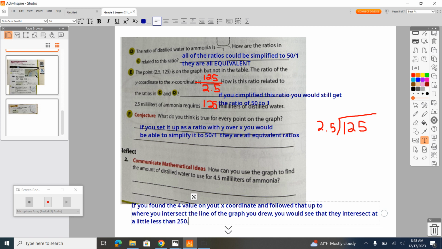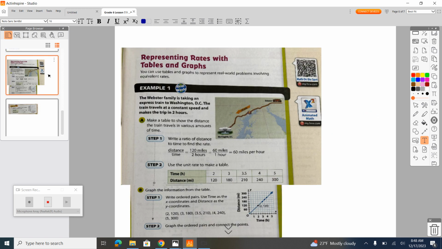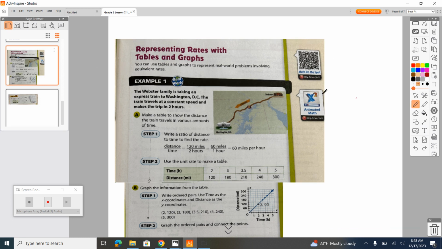At this point, the teacher could decide if you feel like you got it, you could pause the video and have the students go through these on their own and then watch the video. That would be one thing you could do and see if they got it right. But I'm going to go ahead and do this problem. But again, if you want the class to try these, stop the video and then restart it. They can check their work. So you can use tables and graphs to represent real-world problems involving equivalent rates.